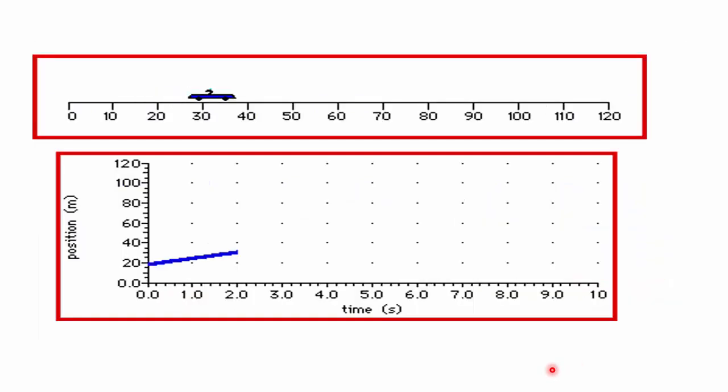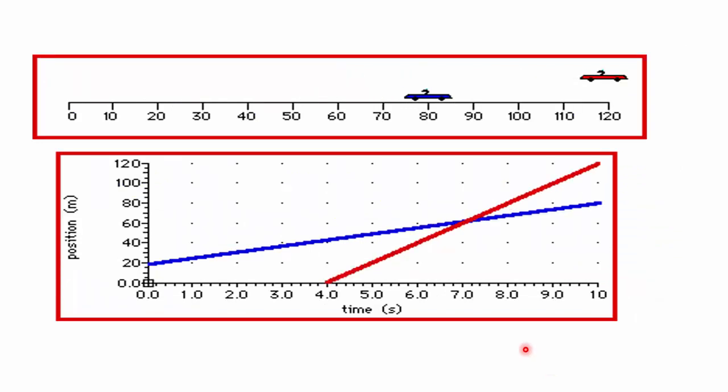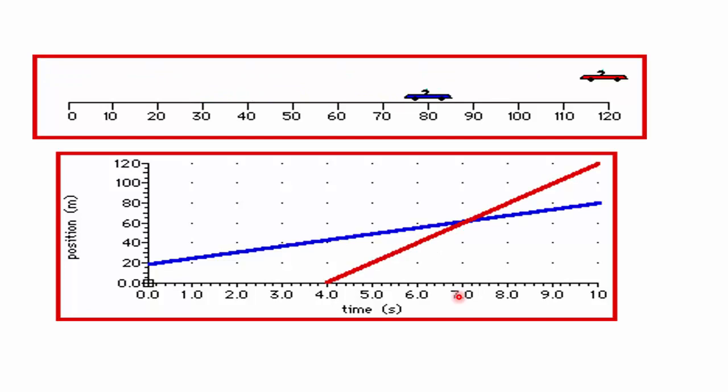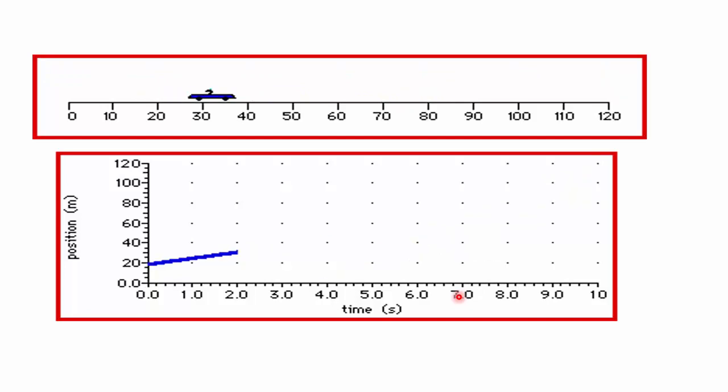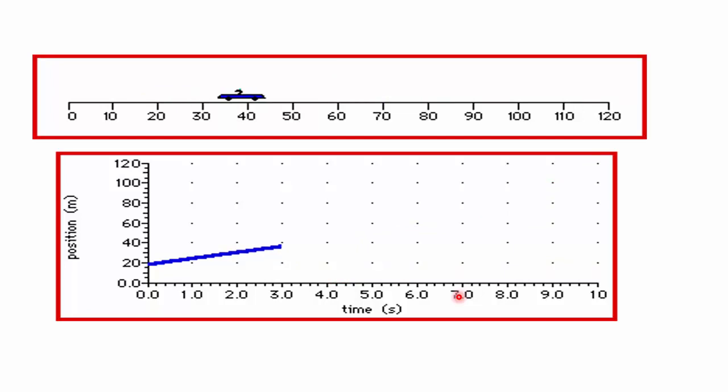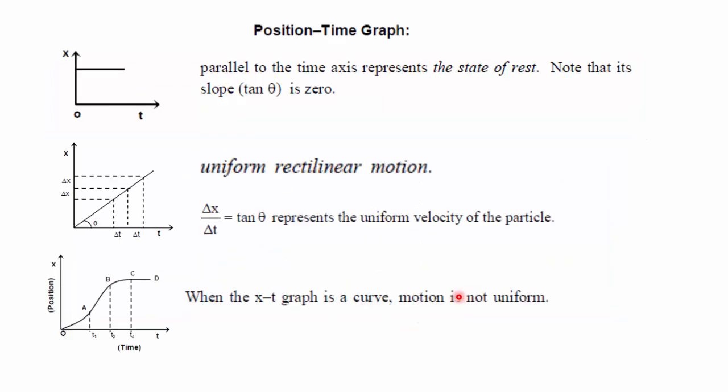Now I'll give you another example with a red car and a blue car. Here the red car crosses the blue car at 7 seconds, which means that these two cars are traveling with different velocities, and from this position-time graph we can infer the velocity of these two cars as well as the acceleration. There will be a lot of examples in physics where, from the position-time graph, we can get information about the velocity and the acceleration of that body or particle.